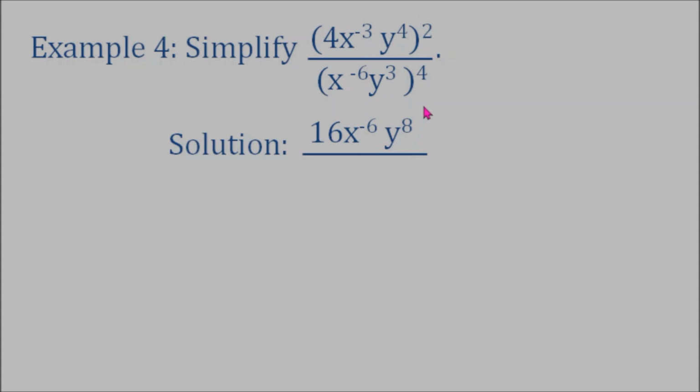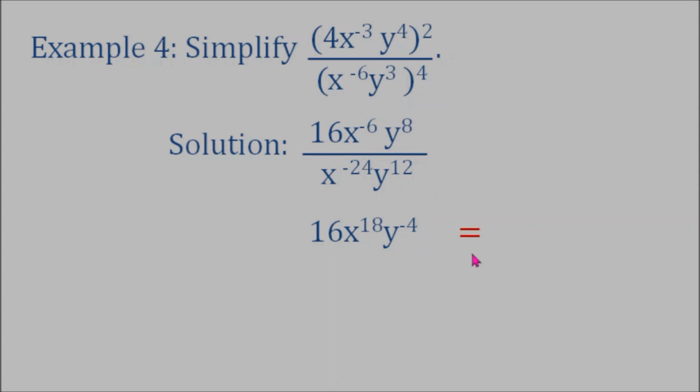And our denominator, okay, x to the power of negative 6 times 4, that's negative 24. And then y to the power of 3 times 4, that's y to the power of 12. Now to divide powers having the same base, we are going to subtract the exponents. So first we are going to copy 16, and then negative 6 minus negative 24 is 18. So this is the exponent of x. So for the exponent of y, it's 8 minus 12, it's negative 4.